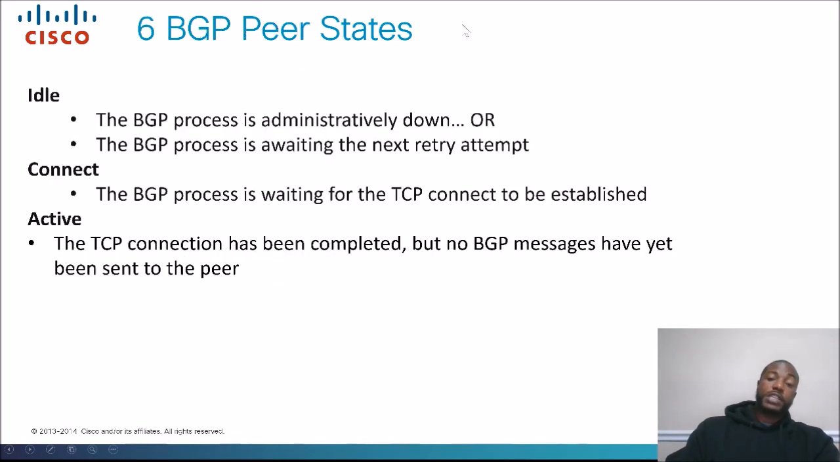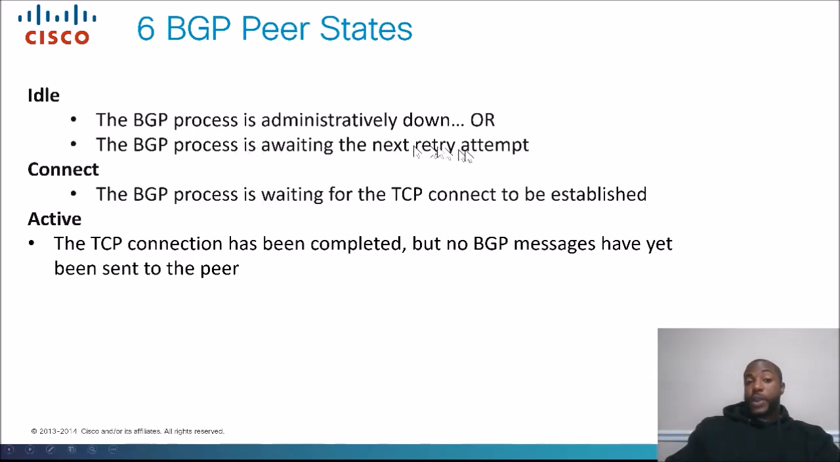If again there's an error, it goes back to idle. So again, the six BGP peer states or neighbor states, however you want to say it. Idle is when the BGP process is administratively down. Again, we don't want to see idle when we're in BGP. I do this a lot at work, in fact. We log into these routers, we do show IP BGP, I know it by heart, real quick, and then we look for if it says active or idle, then we know the BGP is up or not.